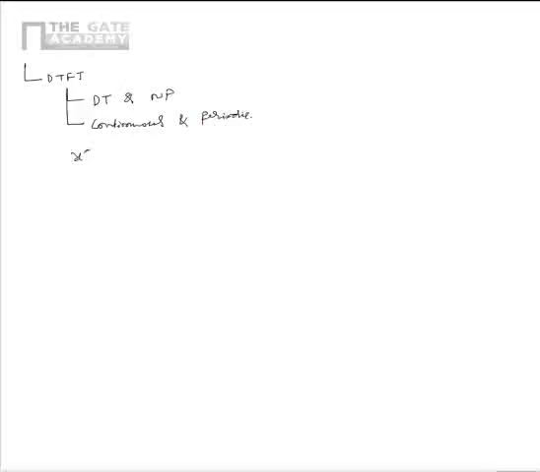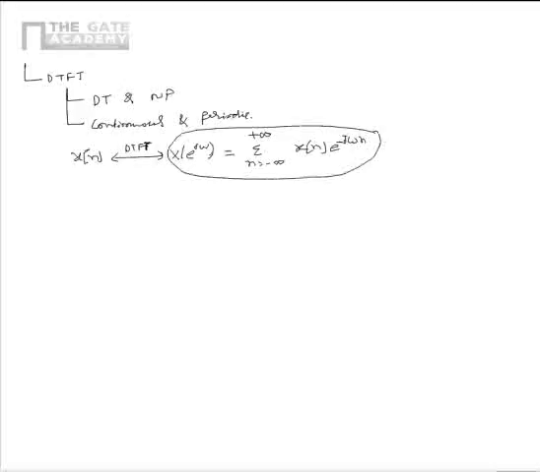Now let us consider a signal x of n. Its DTFT representation is given as X of e power j omega. So from x of n, the DTFT representation X of e power j omega can be obtained by an analysis equation as sigma n equal to minus infinity to plus infinity x of n e power minus j omega n. So please note that this is the analysis equation.